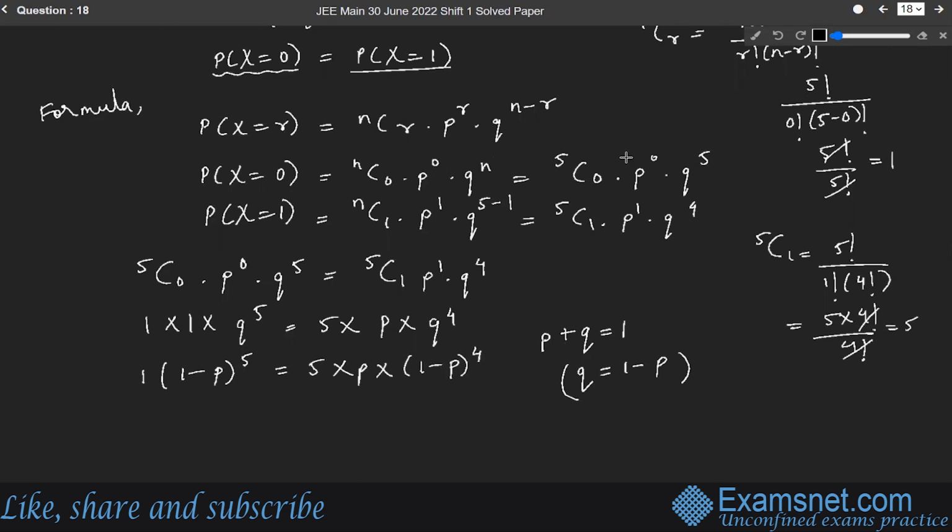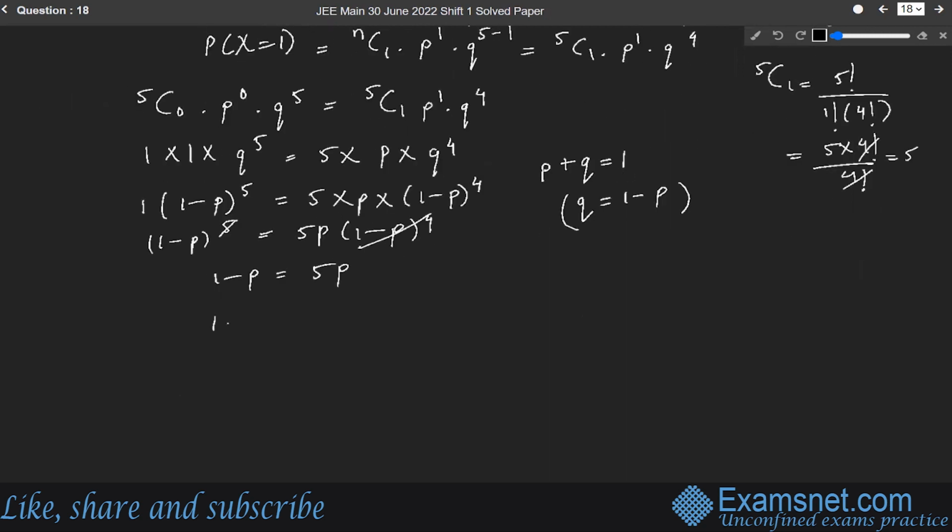So from here we have a relation which is 1 minus p power 5 is equal to 5p into 1 minus p power 4. So from here 1 minus p power 4 will be cancelled. So we have 1 minus p is equal to 5p, right? So 1 will be equal to 5p plus p. So 1 will be equal to 6p. So the value of p will be 1 by 6.